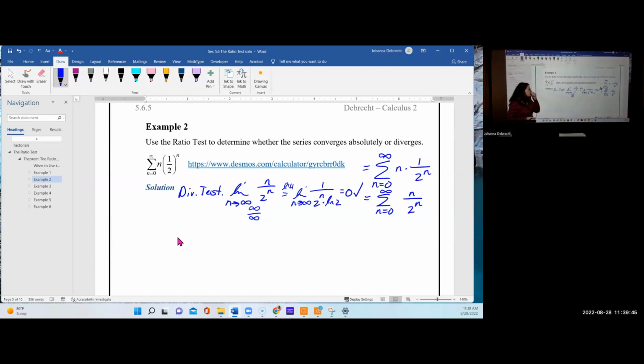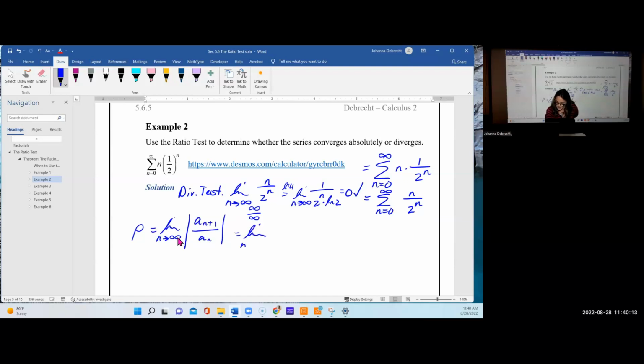It's possible. So now we want to determine with the ratio test. And remember, the ratio test gives us the strongest possible convergence. It gives us absolute convergence if it converges. So now we want to apply the ratio test. So we're looking for rho, and rho is going to be the limit as n goes to infinity of the absolute value of a sub n plus 1 divided by a sub n.